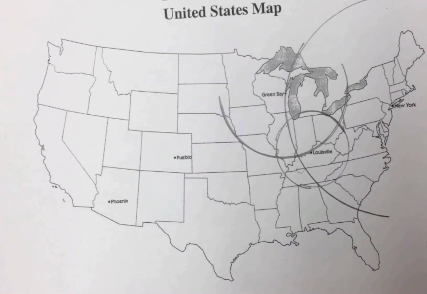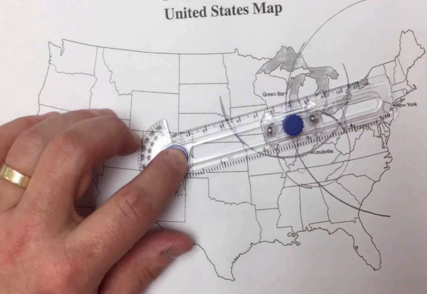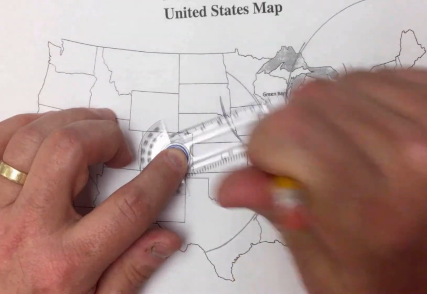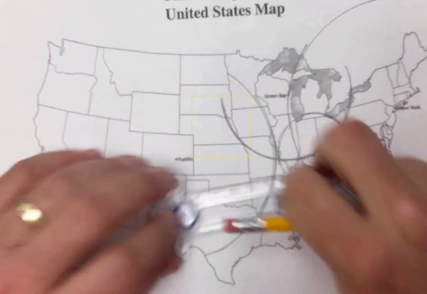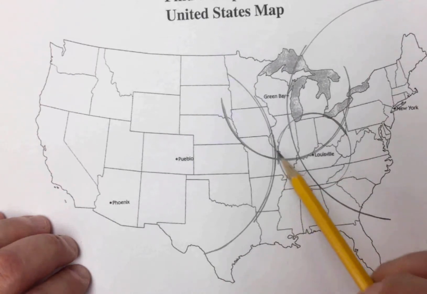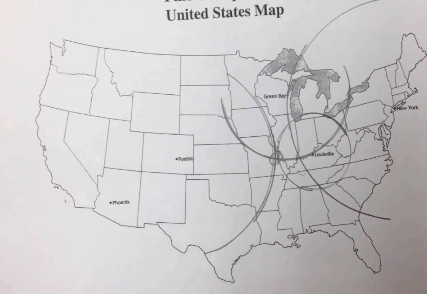Pueblo was 5.5 centimeters away. So I'm going to go to Pueblo, Colorado, put the compass on there as best I can, and trace out 5.5 centimeters. Now if we take a look at what's happening, we have 3 circles that are nearly crossing one another. I bet our epicenter is right there. This is the best place where 3 circles are coming close to one another.